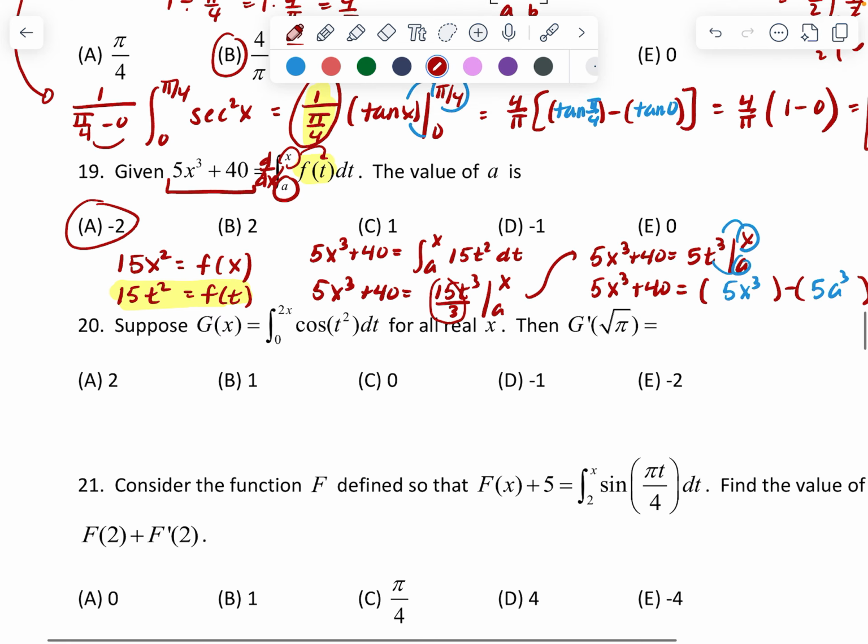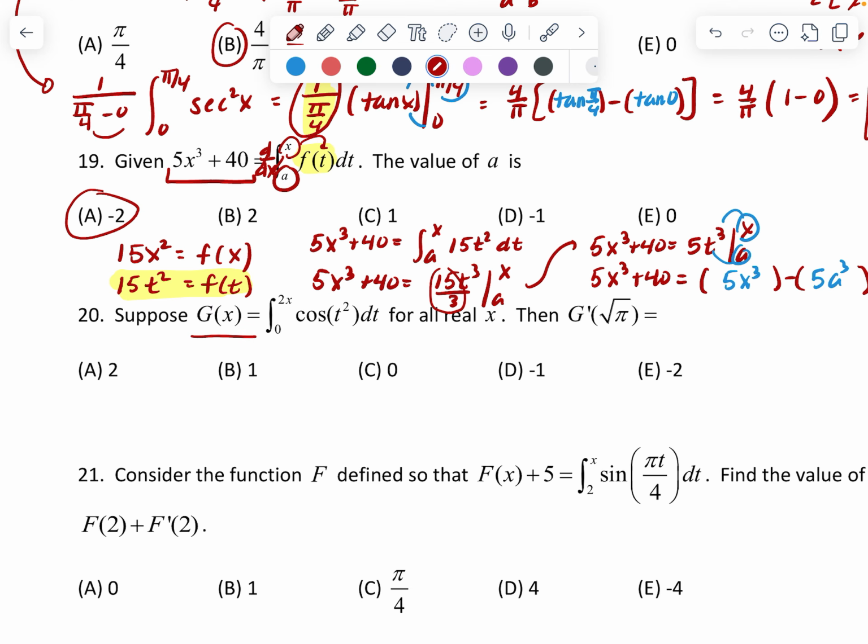Okay, let's look at 20. This is giving me this equation here, and it's saying find g prime of square root of pi.